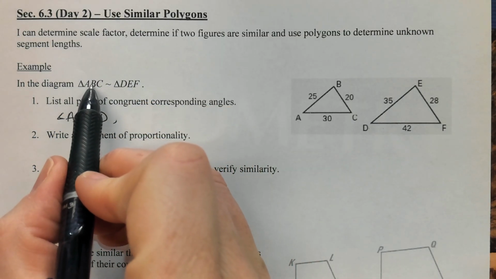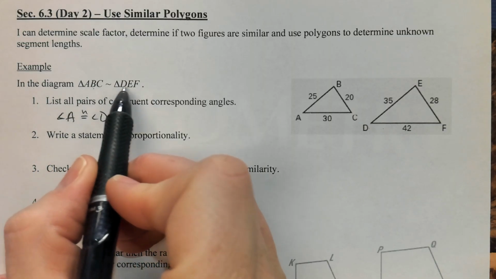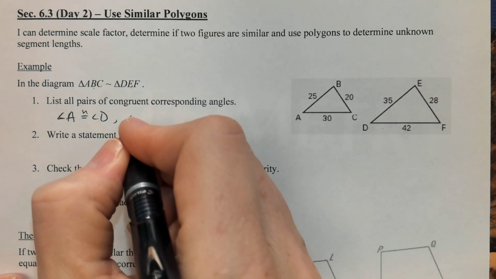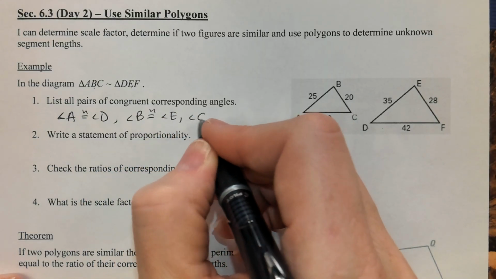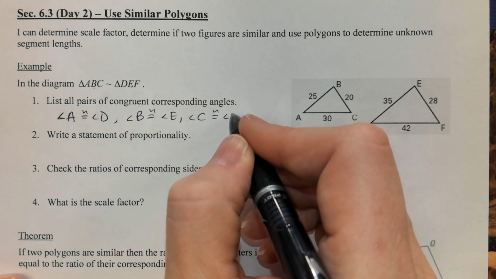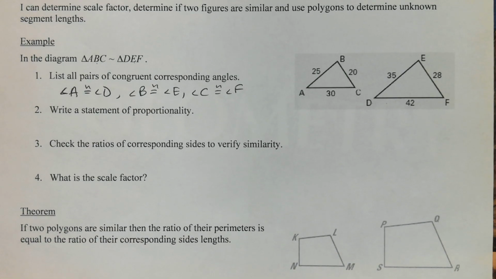Reminding you that you can also use how the letters are laid out in the similarity statement. So B, the middle letter, has to go with E, which is the middle letter. And then C, which is the last letter in the statement, has to go with F. Next one says, can you write a statement of proportionality?